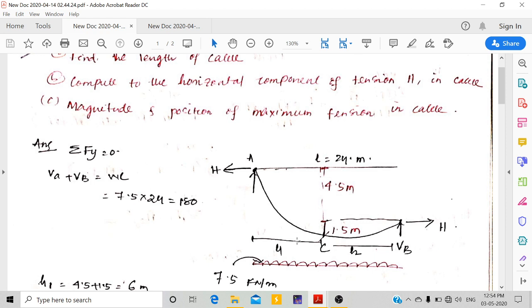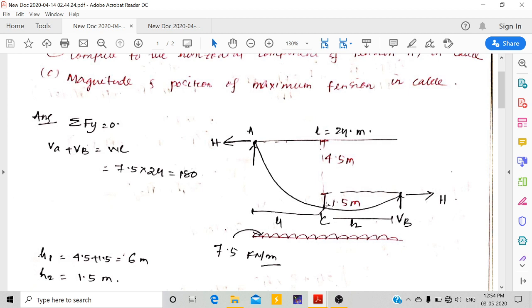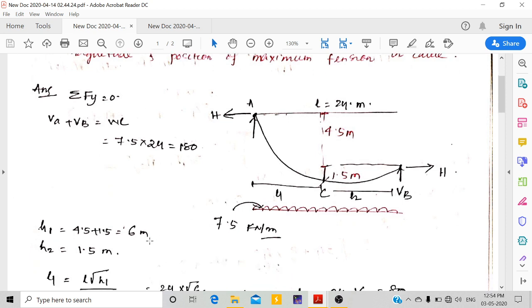However, the individual distance from this C is not given. So we have to calculate this L1 and L2, right? H1 is given. H1 is this height from the C. So this is 1.5, this is 4.5, this is 6 meter, and H2, or you can see the support B, is at 1.5 meter deep. So my H1 and H2 values are calculated.